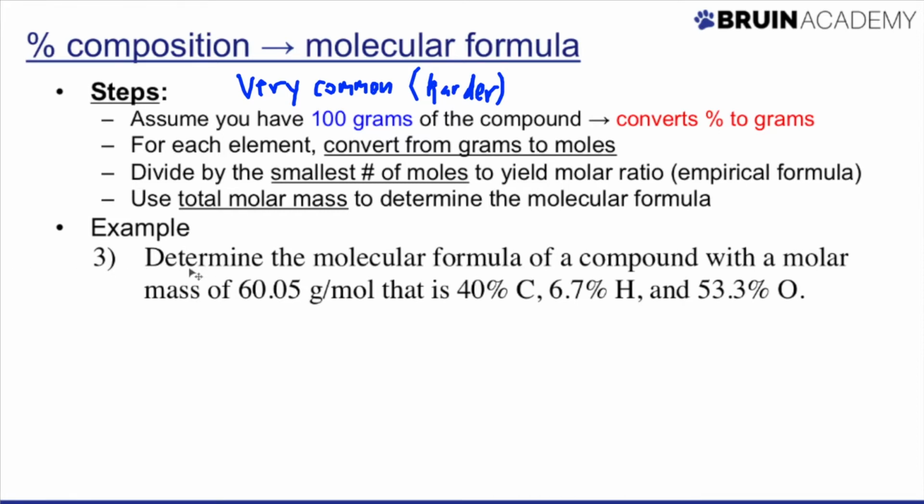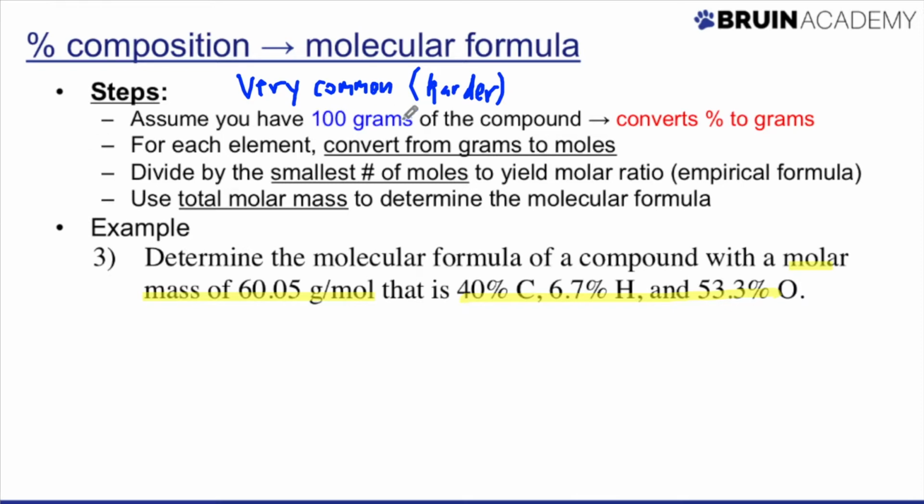So it says, determine the molecular formula of a compound with a molar mass of 60.05 grams per mole. So this is the molar mass, that's going to be important. And then they give us the percent compositions, right? 40% carbon, about 7% hydrogen, and about 53% oxygen. Okay, so let's follow the steps.